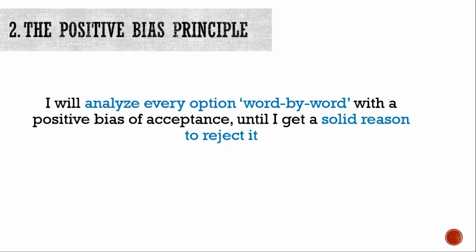The next framework we call the positive bias principle, and what it says is, I will analyze every option word by word with a positive bias of acceptance until I get a solid reason to reject it. What it essentially means is, whenever we analyze every option, we will read the option word by word and be in a positive bias to accept that option until and unless we get a solid reason to reject it. So we will not reject any option unless we have very solid evidence that the option is wrong. So that's the second framework which we have to keep in mind while answering situational questions.